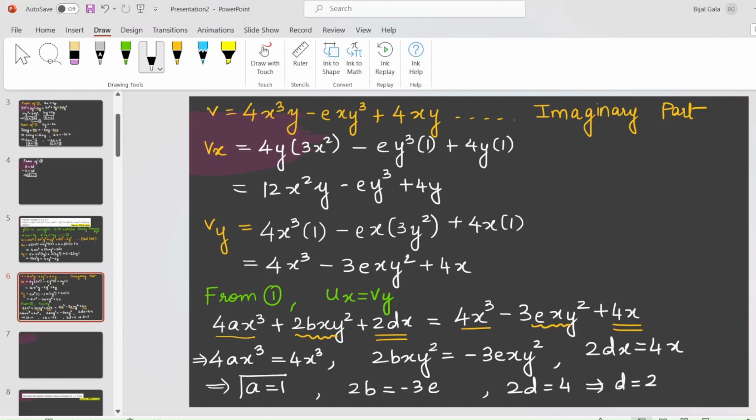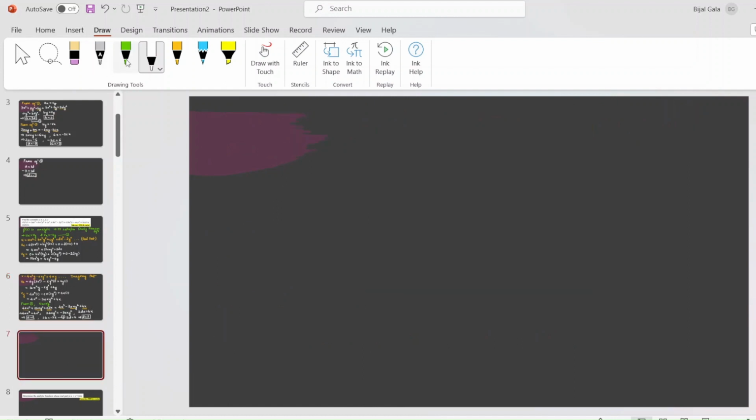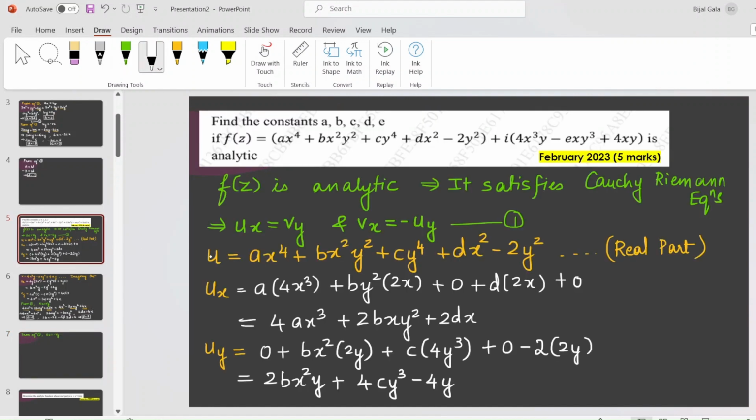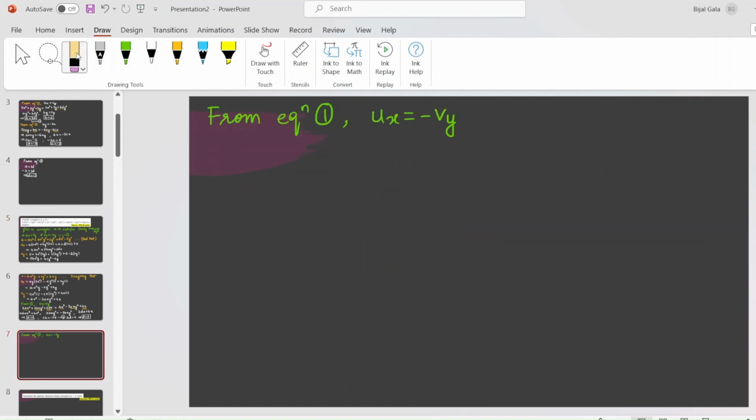So we found the value of a, we found the value of d, we found the relation between b and e. I'm calling the relation as equation number 2. Let's use the second Cauchy-Riemann equation. So again, from equation number 1, we have uy as negative vx. Let's substitute the values.